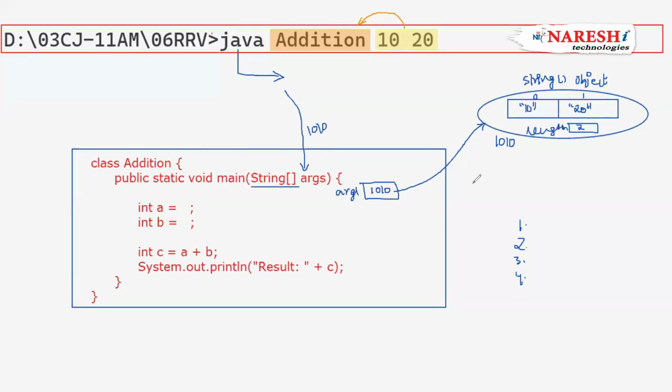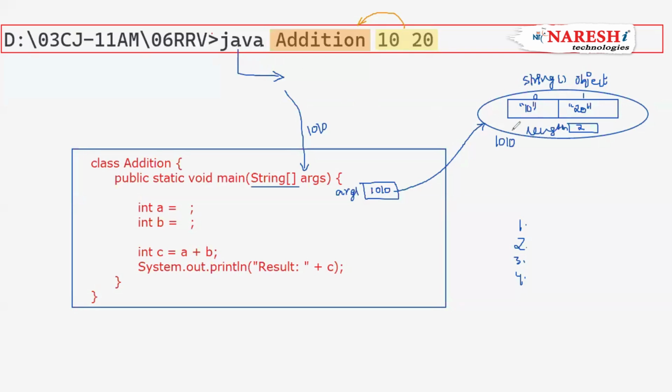Next, how are these command line arguments passed into the program? By whom? JVM passes command line arguments as a string array object to the class main method. First step, JVM creates an array object with the given values. Second step, it passes that array object reference as an argument to the main method of this class. Third step, the parameter args receives the reference, stores it and points to the array object sent by the JVM.